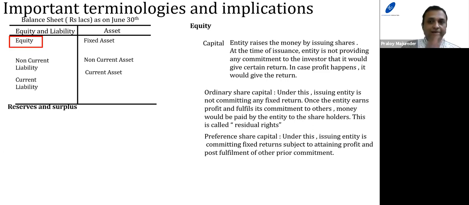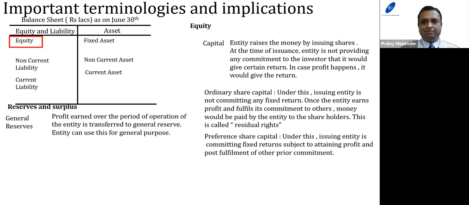Next, under the equity head, you will get something called reserves and surplus. In the reserves and surplus, you have something called general reserves. Profit earned over the period of operation of this entity is transferred to general reserves. The entity can use this for general purposes. How is it coming? If you correlate from P&L, the profit of a particular period is transferred to the retained earning. In our example, we have shown it as retained earning. So here, equity capital plus retained earning taken together is called equity. Under retained earning, the reserves and surplus will come, and under these, general reserves will come.